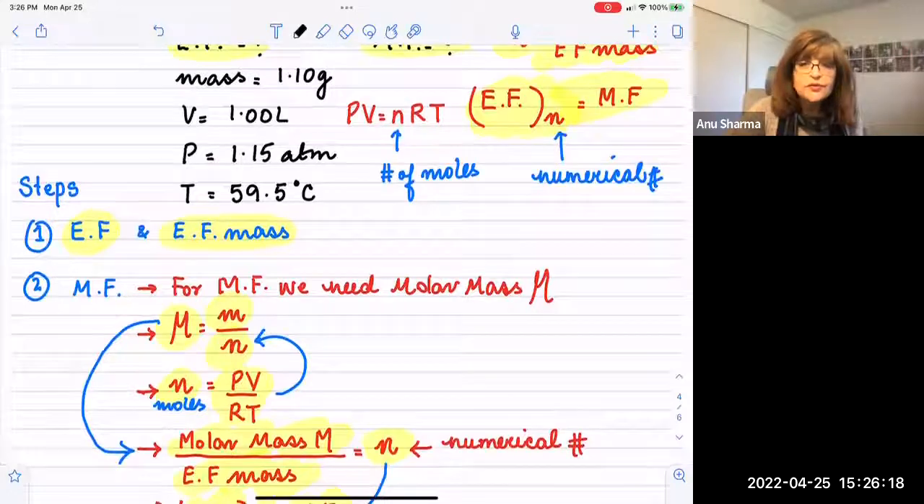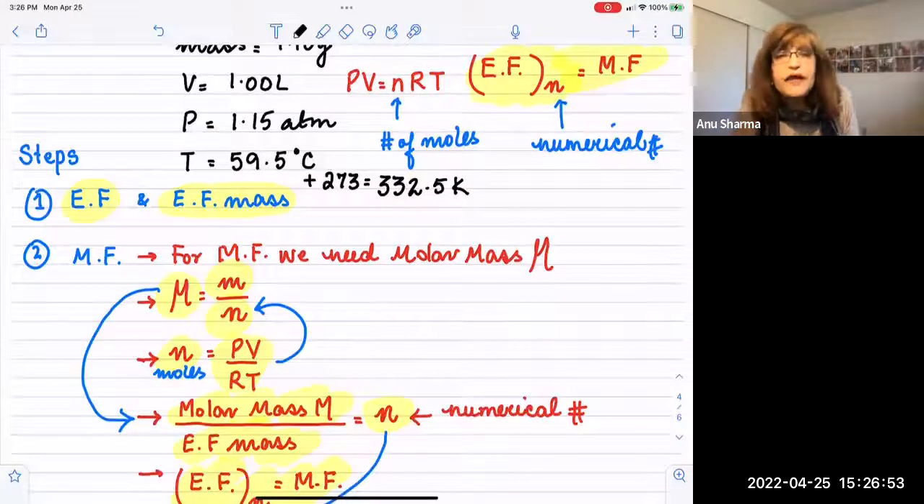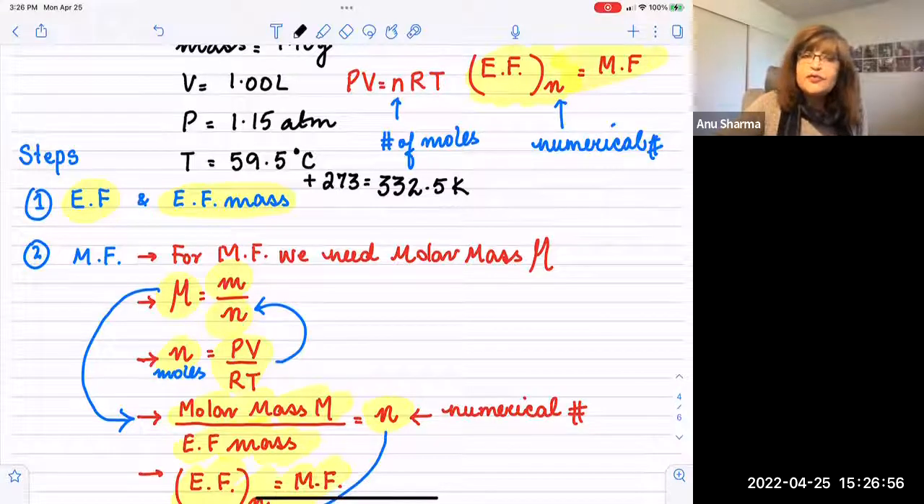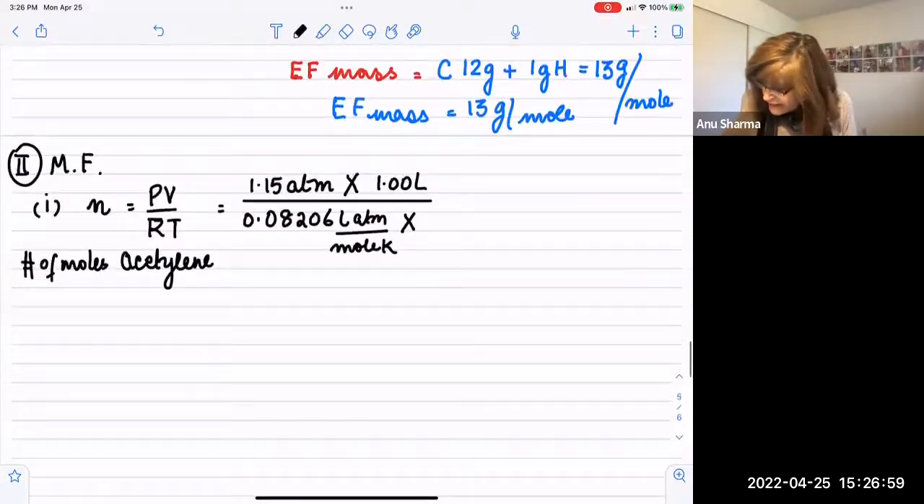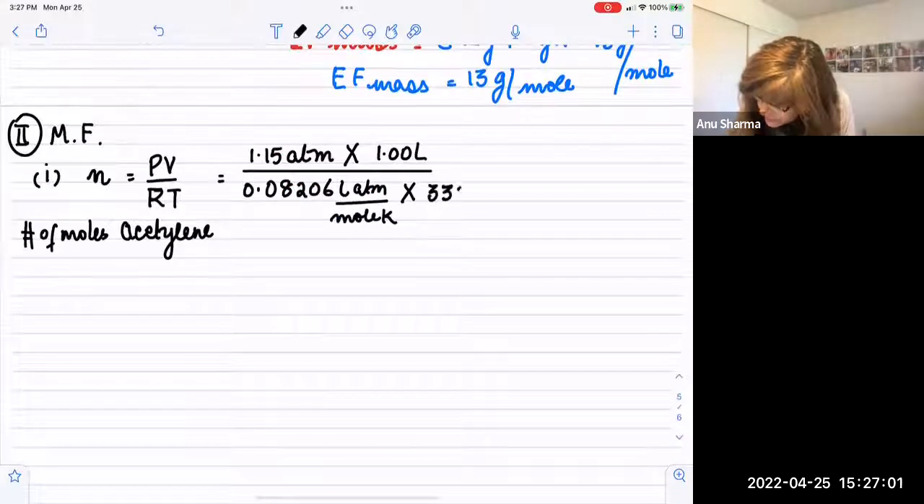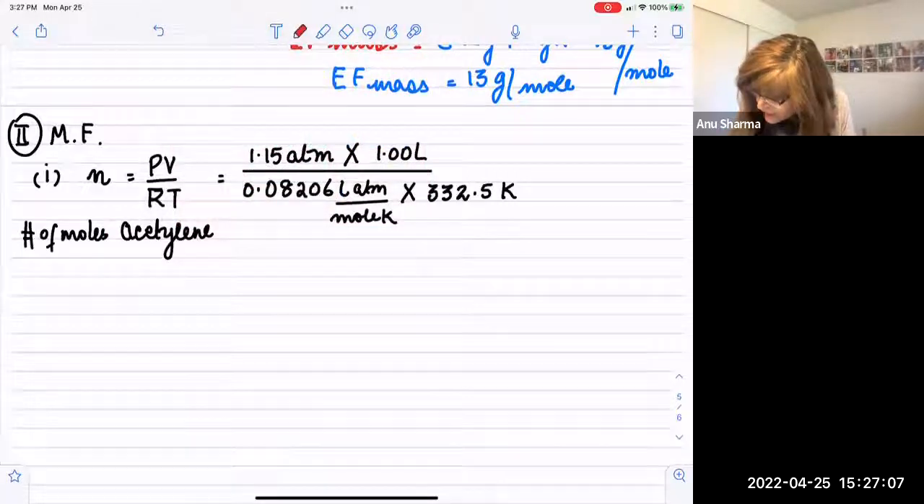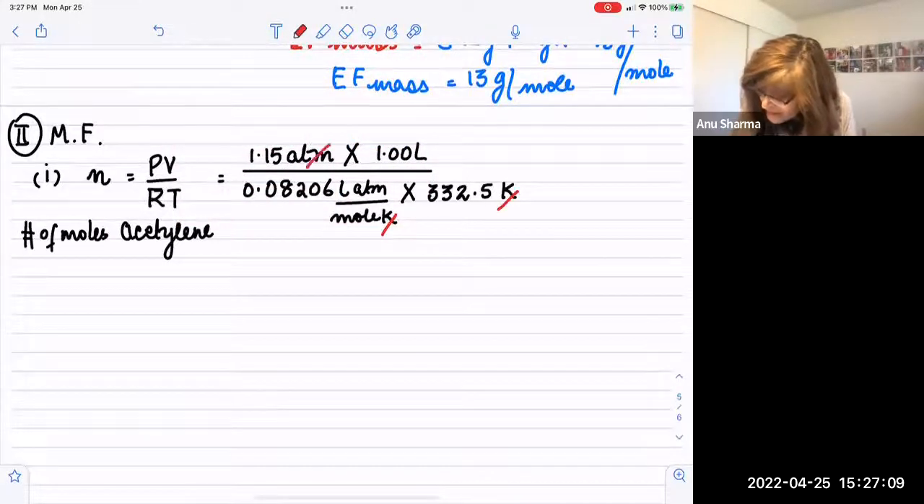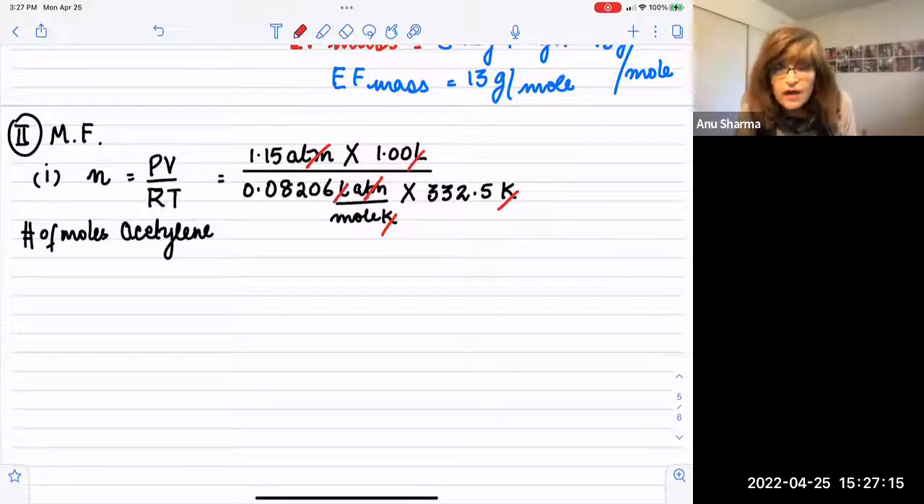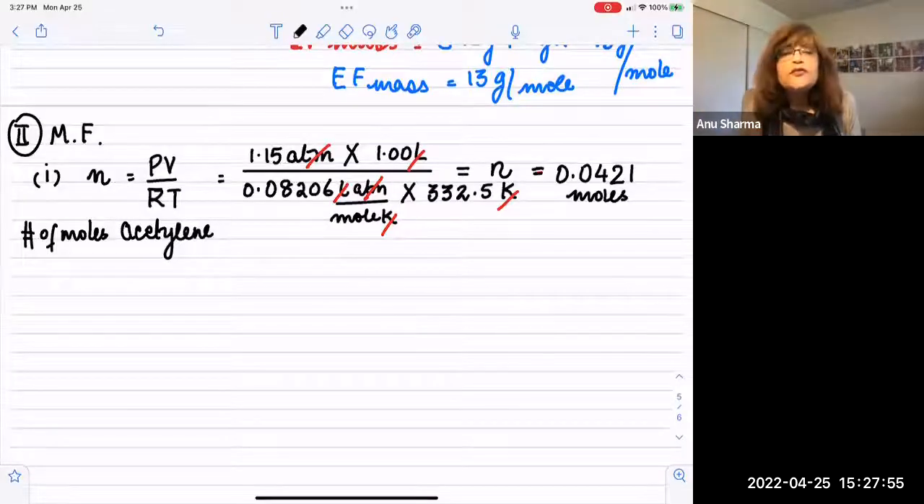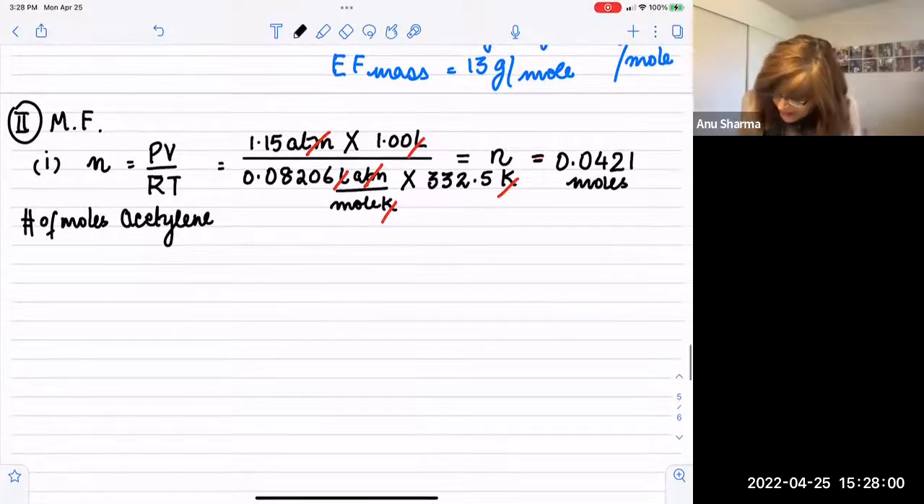The temperature given to us is 59.5 degrees Celsius. So convert that into Kelvin. 59.5 plus 273 gives you 332.5 Kelvin. So bring this here, 332.5 Kelvin. Now here you see the units cancel out. K and K cancel out, atm and atm cancel out, liters and liter cancel out, and only the unit for moles is left. So the value of n comes out to be 0.0421 moles.